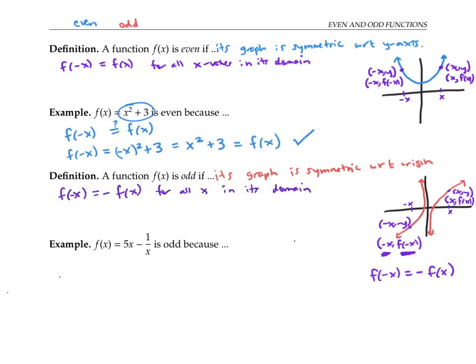Let's look at this example. We could draw its graph and verify the function's odd by seeing the rotational symmetry around the origin on its graph, but we can also figure it out algebraically by checking to see if f of negative x is equal to negative of f of x.